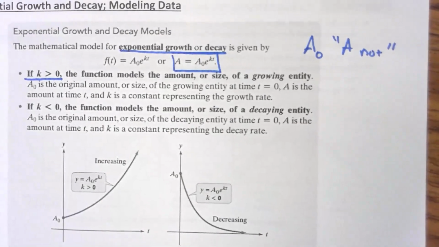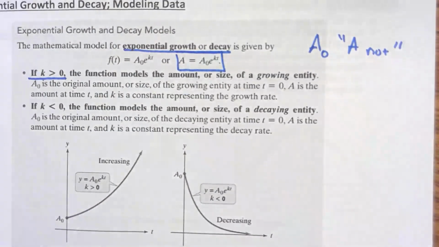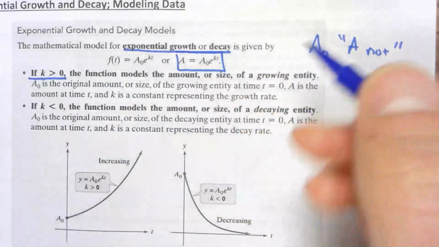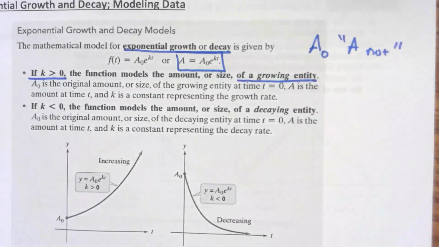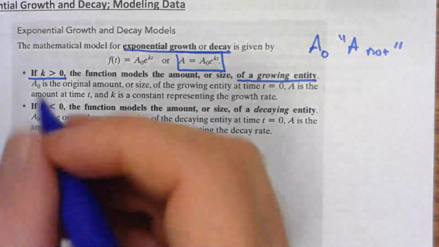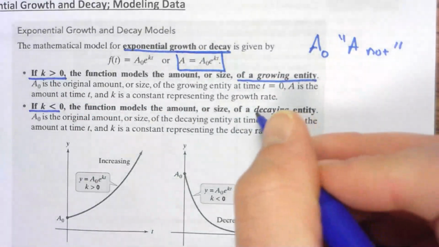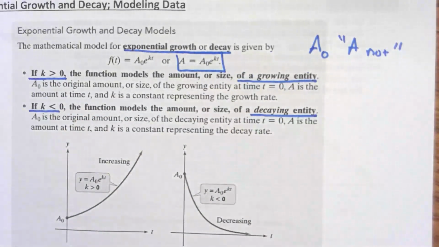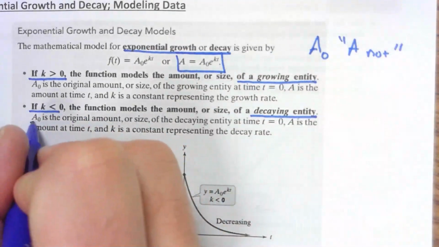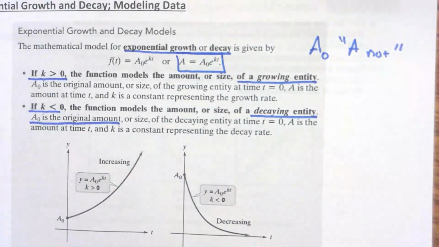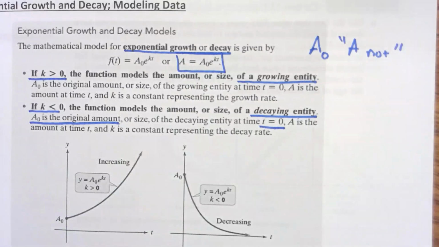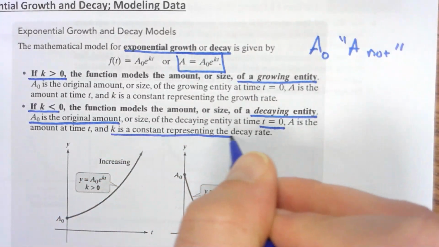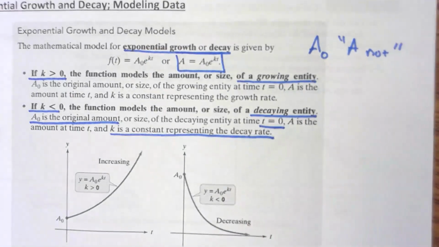Okay, so when that value of k, and that's going to be your percent, is greater than 0, then the function models a growing entity, so that is exponential growth. If it is less than 0, then that is a decaying entity. Like I just mentioned, A naught is the original amount, to the power of k times t. And then k is a constant representing the decay rate. So jot down everything I have underlined there.